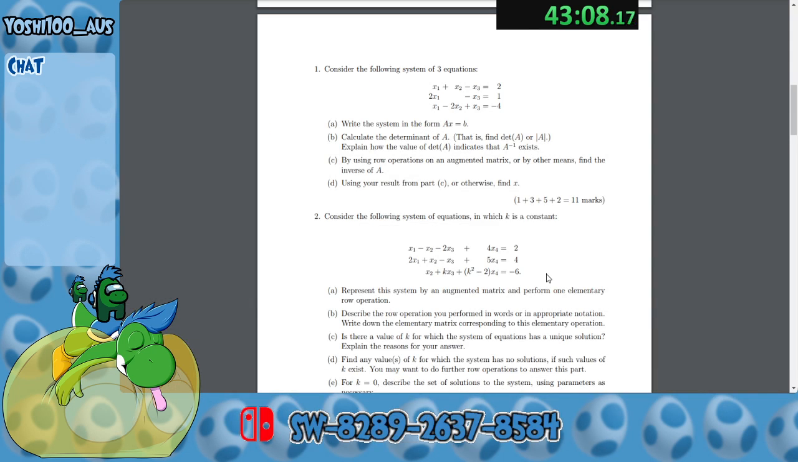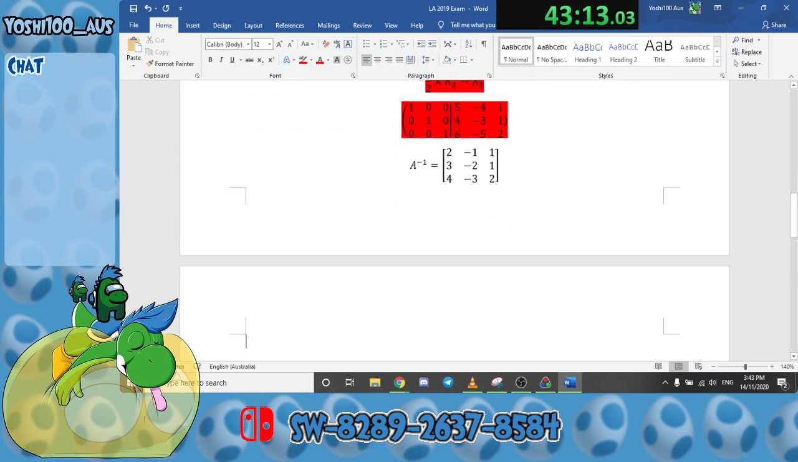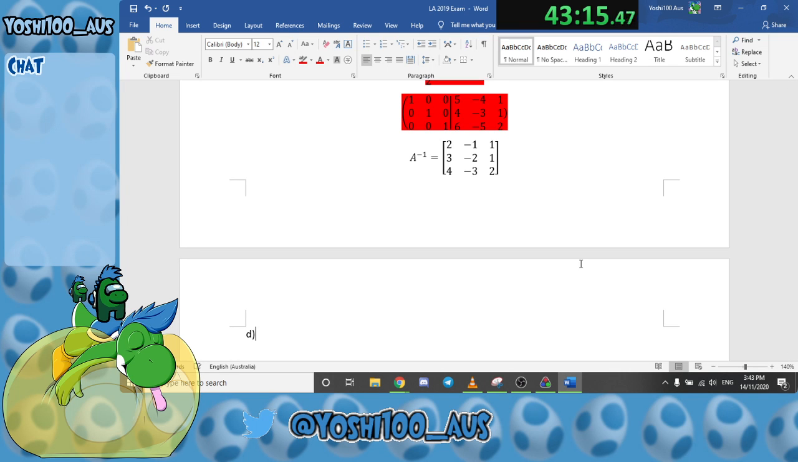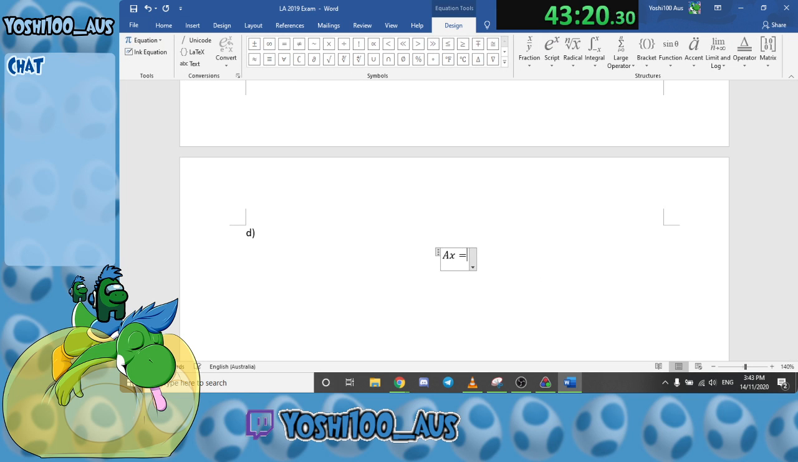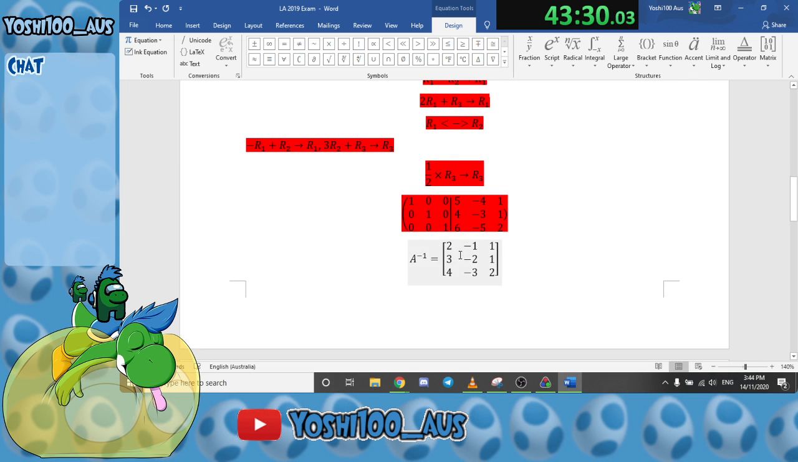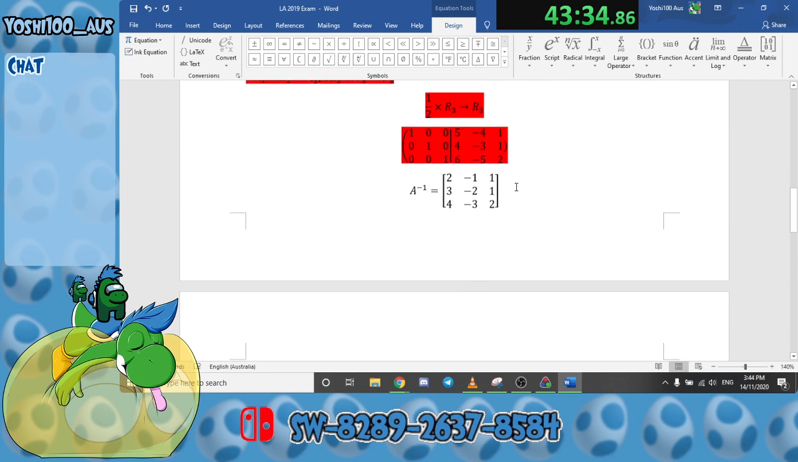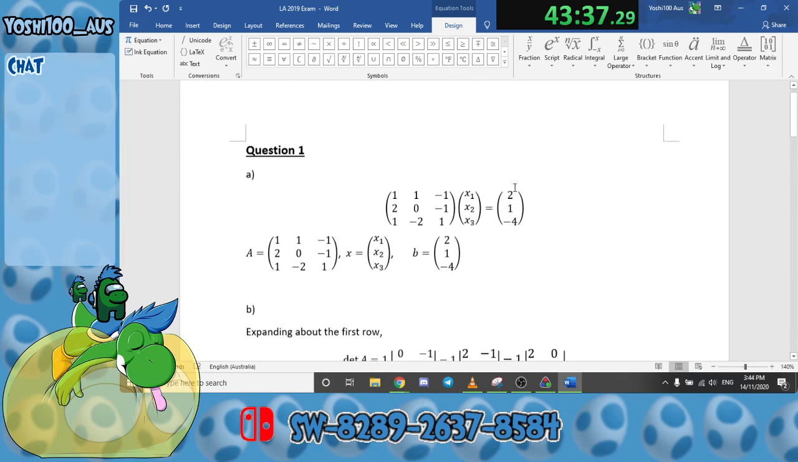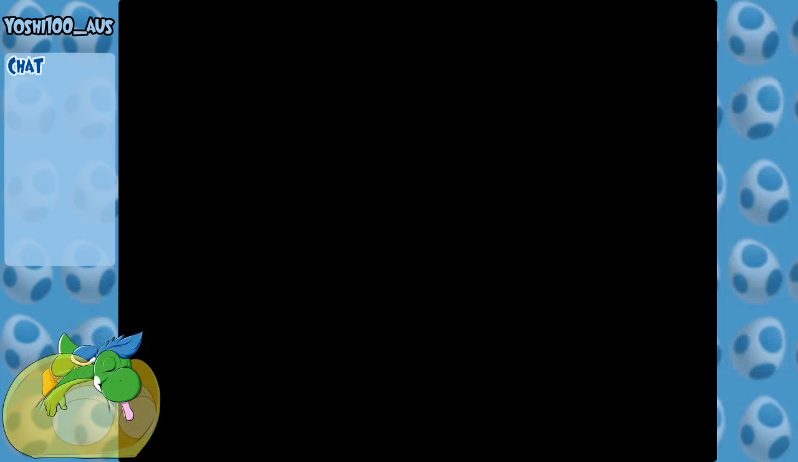So, actually, not start that yet. D. Ax equals b. So, x equals, boom, amazing, right? So x equals this matrix multiplied by this one. Boom.